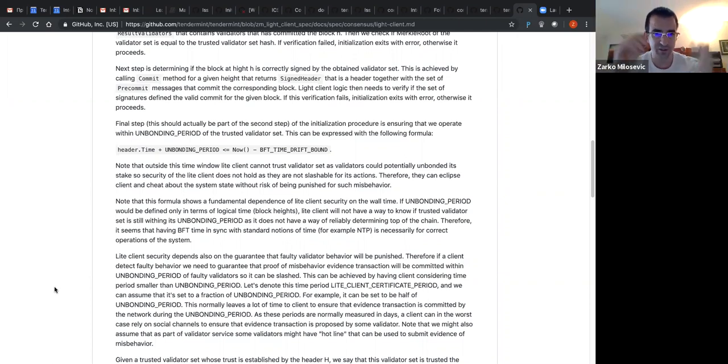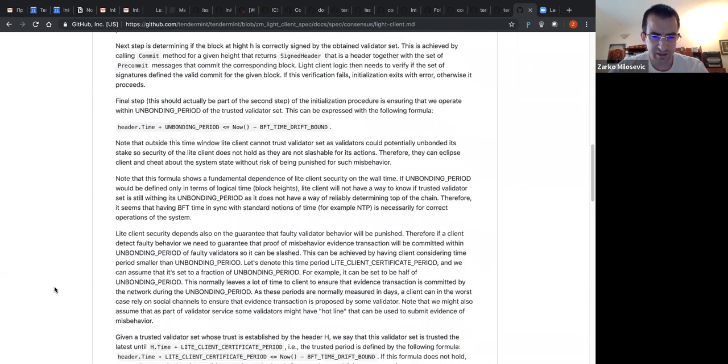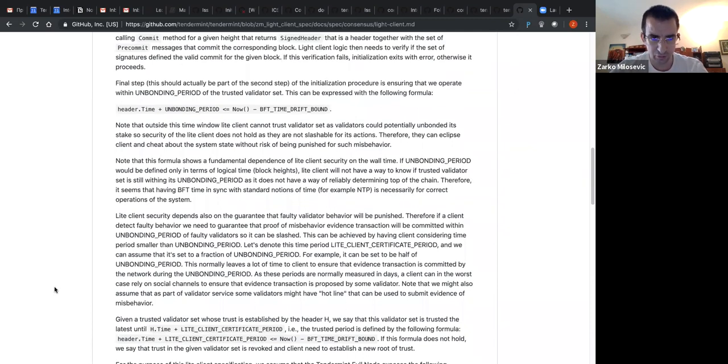Part of the important information in the header from the point of view of a light client is the header time, so we can check whether we are within the unbonding period. The second one is the next validator set hash, because the next validator set hash immediately gives us trust in the next validator set, and not just the current one. So we have immediate trust in the next validator set together with the current one.